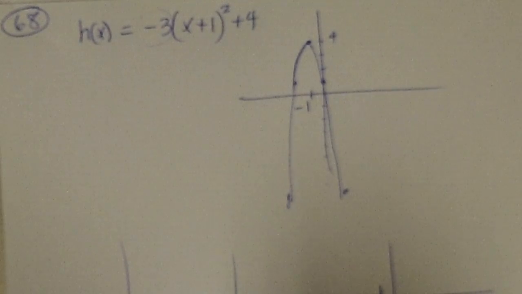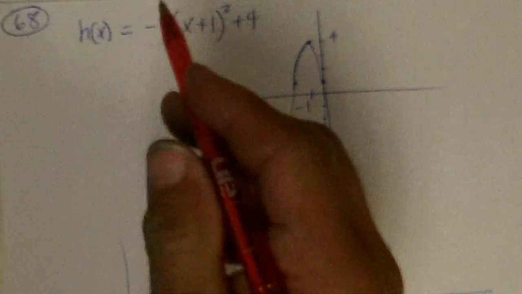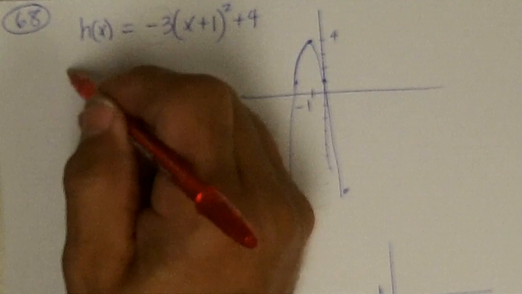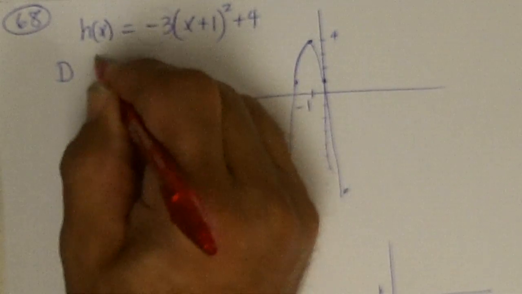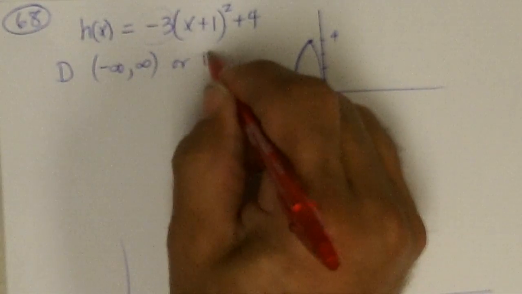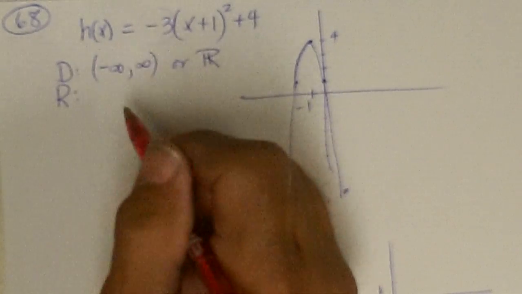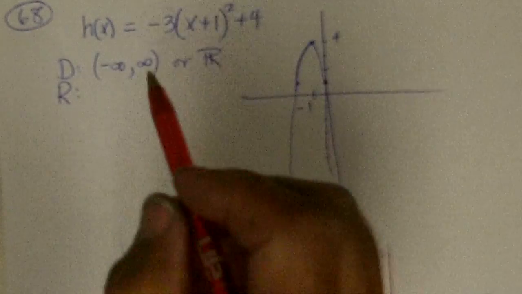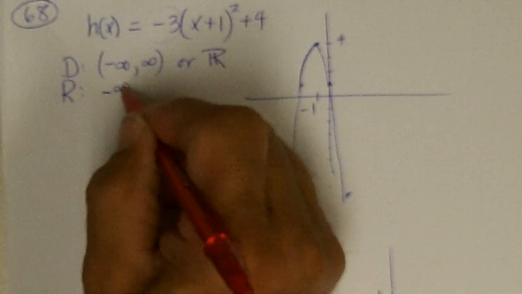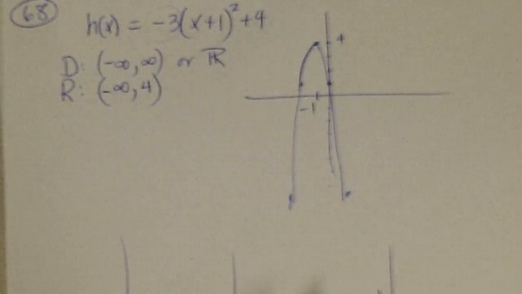And let's see, we were supposed to determine the domain. Domain is all reals because you can put any value in for x from negative infinity to positive infinity. So the domain is from negative infinity to positive infinity, or you could say all reals. The range is, well, the highest is 4, the lowest is negative infinity, so it goes from negative infinity up to a positive 4. Notice I put the smallest to the largest.